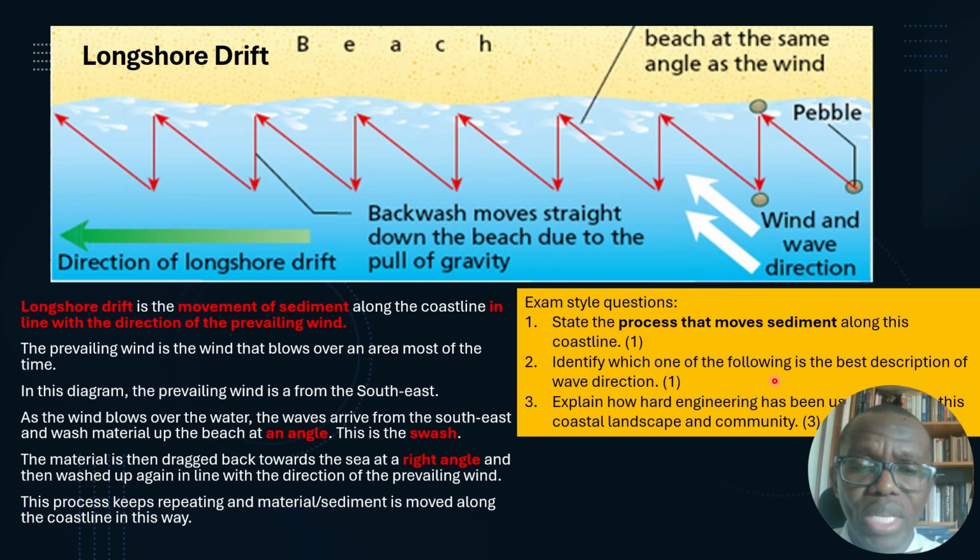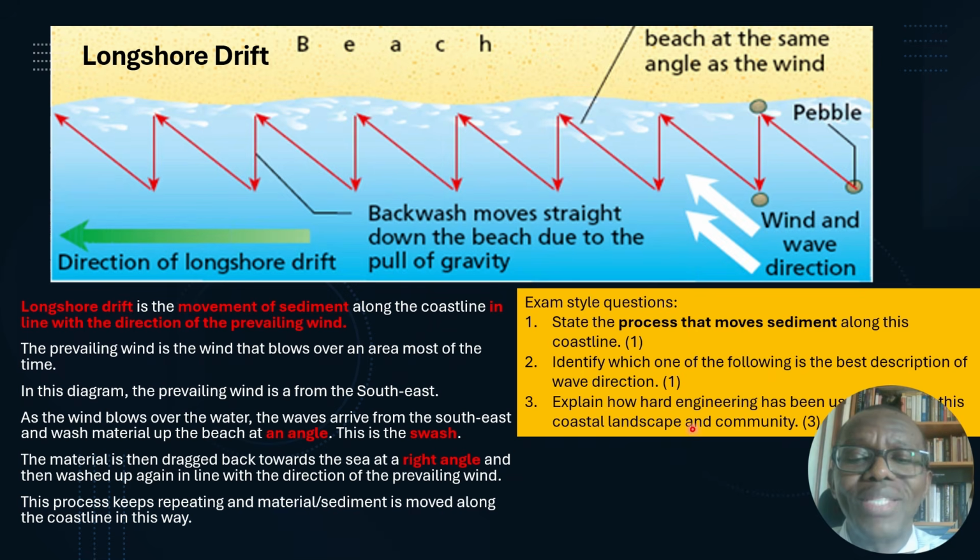And then the last one here says to explain how hard engineering has been used to protect this coastal landscape and community. Now, this again was a picture of a coastline that has longshore drift taking place, and groins, which are a form of hard engineering, had been used to protect that particular coastline. So this is a 3-mark question.